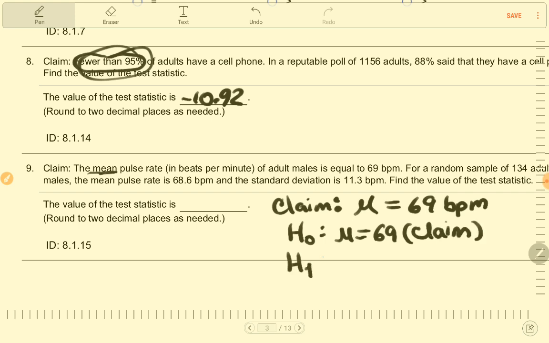And the alternative is the complement of the claim. This is a two-tailed test. Not that it matters for this, we're just being asked to calculate the test statistic.